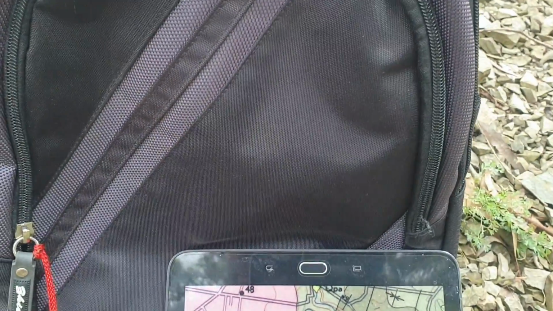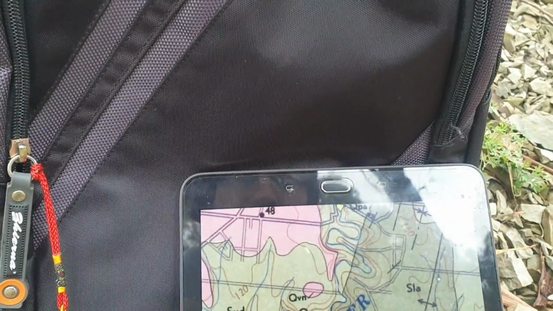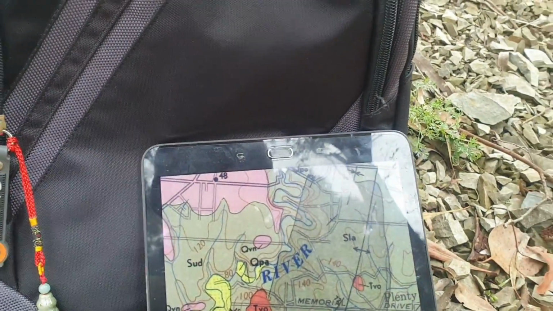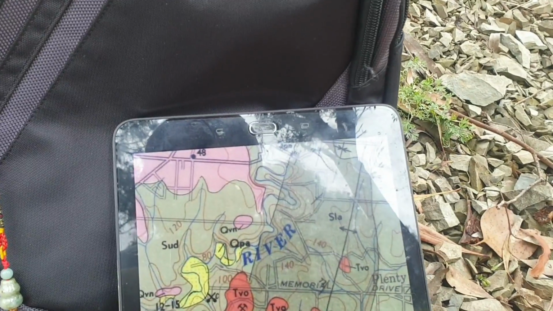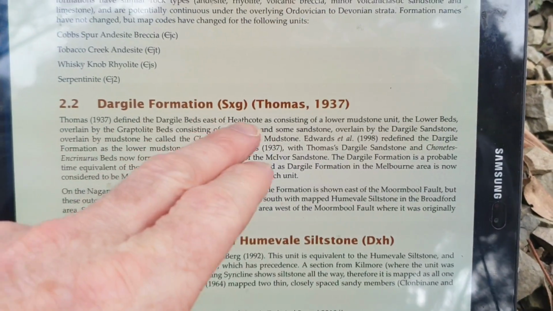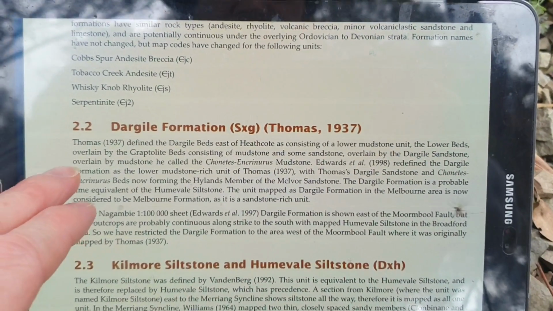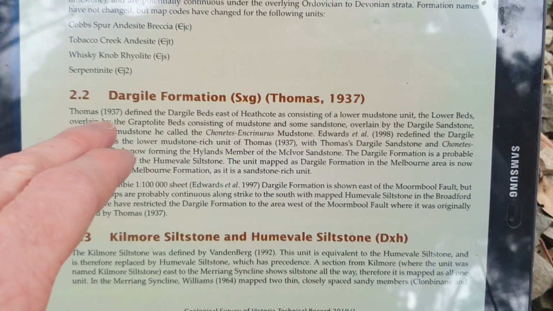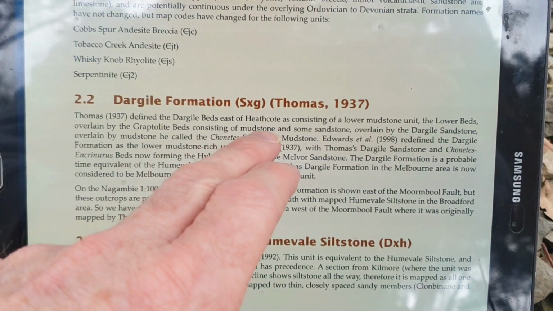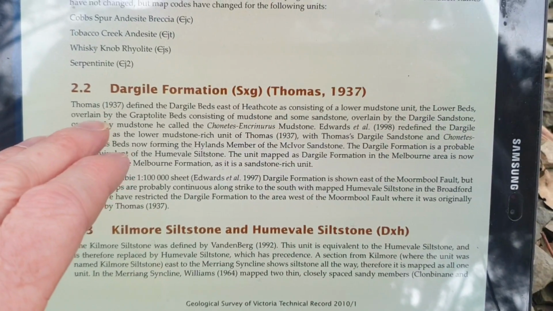When I've looked at all the Dargo Formation, I haven't really found that much sandstone in it. This map is quite old, like 40 years old, so maybe they've updated the actual formation. Here we have a description of the Dargo Formation. It says it is mudstone units, so this is more like siltstone, overlain by graptolite beds consisting of mudstone and some sandstone. So they have described it.